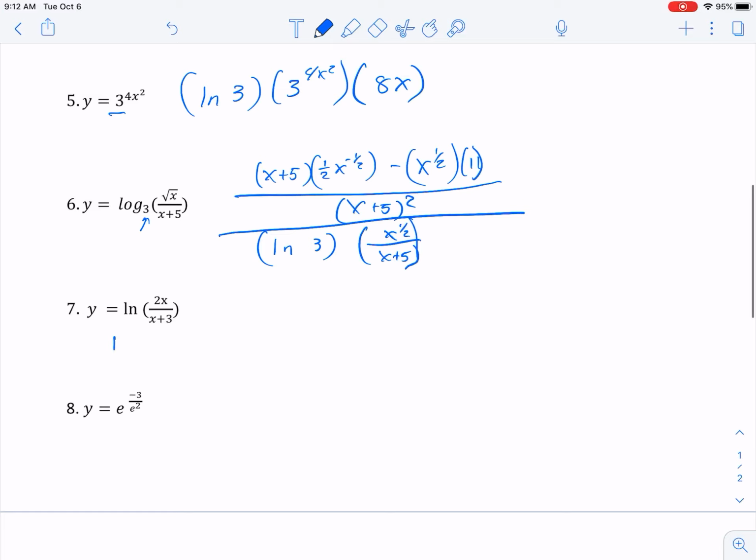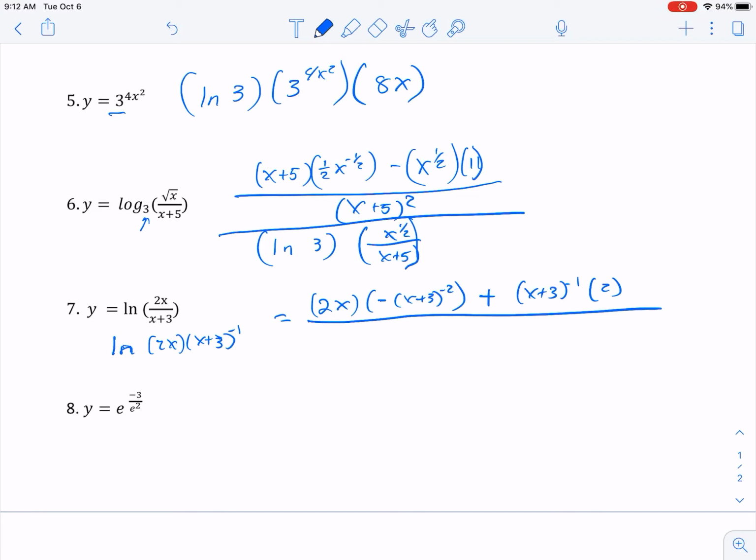All right. The other option on this is natural log. You can rewrite this as 2x times x plus 1 to the x plus 3 to the negative 1. Then you can do the product rule instead of the quotient rule. Might help. So we need u prime. So you take the first times the derivative of the second plus the second times the derivative of the first, all over u. Sure sounds like something that needs to be cleaned up.